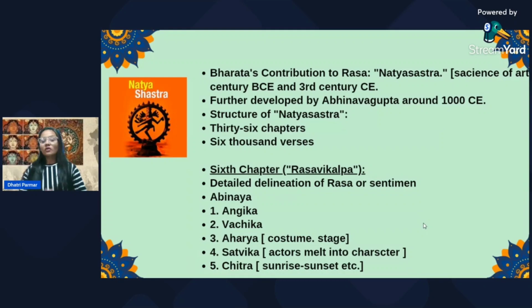Fourth is Satvika, the most important Abhinaya in the Nataka or drama. In this, actors melt into the characters, and with this, they feel the emotions of the characters. And the fifth one is the Chitra. That means Bharata also introduced how there should be a projection of sunrise, sunset, or monsoon on the stage. So all these five kinds of Abhinaya were highlighted by Bharata.